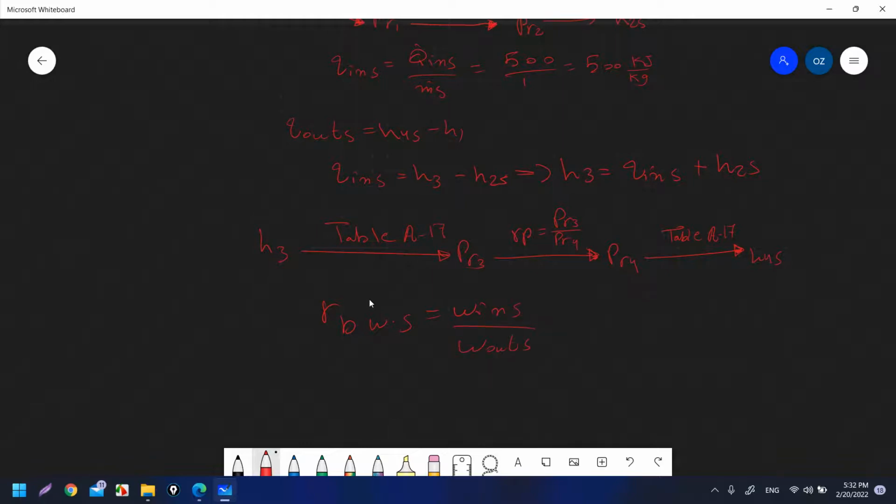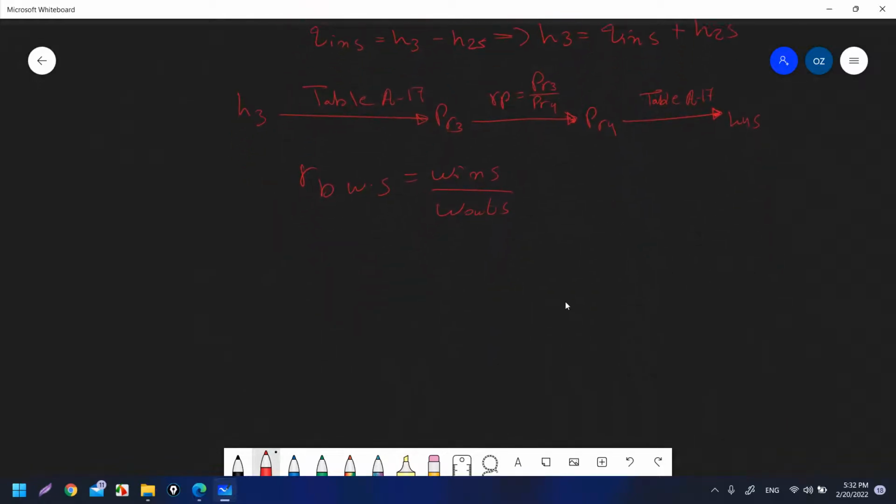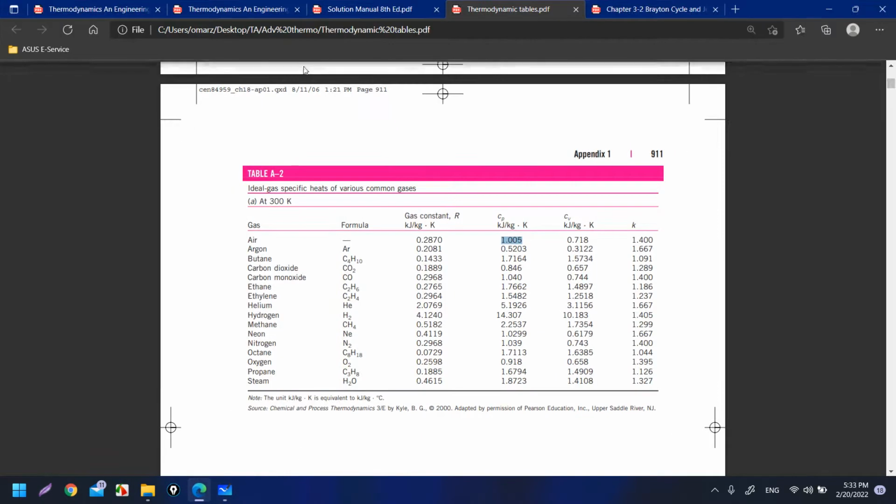So let's see how we can solve this question. Let's find what we want to find. If you understand the idea, just go to the next video about the actual Brayton cycle. Okay, so T1 is equal to 273 Kelvin, and I want to find H1 and PR1. At 273, I will go to table A17 for air.